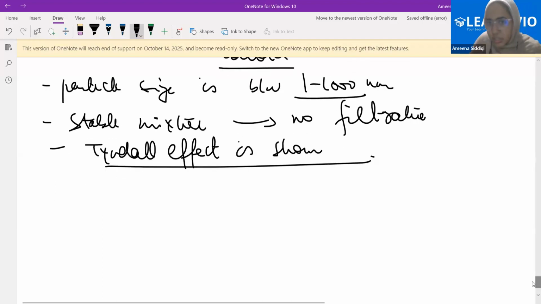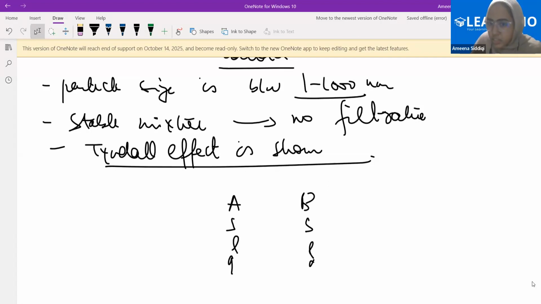Now, the next part, the last point regarding the colloid. Colloid, again, since it's a mixture, it will be having 2 components, A and B. The state of A could be anything: solid, liquid, gaseous. The state of B could be solid, liquid, gaseous, right? Based on different combinations, I will have different colloids.